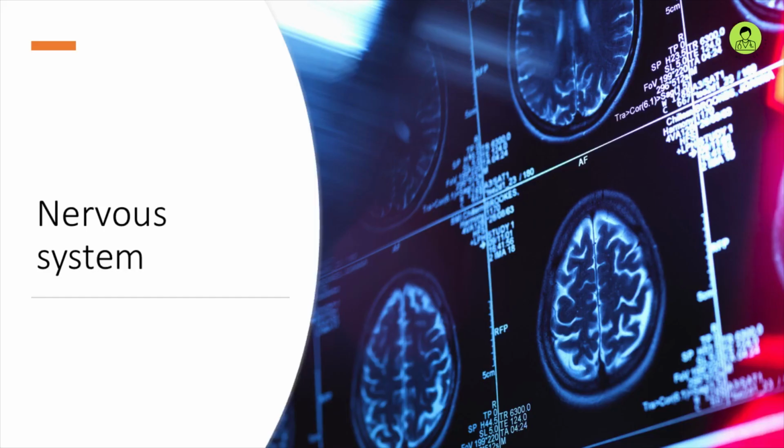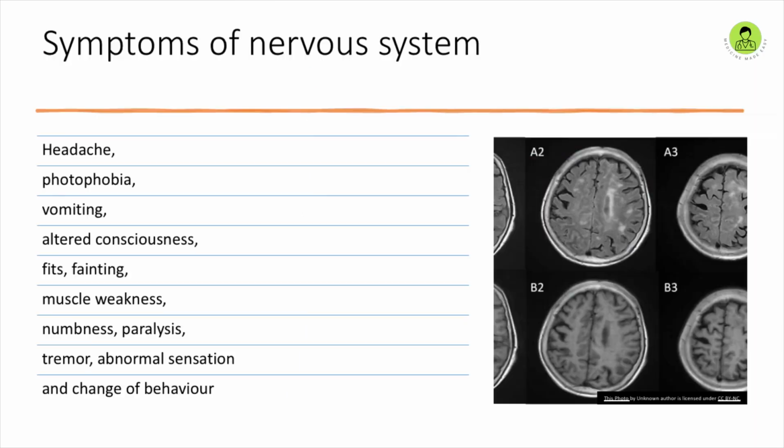Next comes the central nervous system. Symptoms of the central nervous system include headache, photophobia, vomiting, altered consciousness, fits, fainting, muscle weakness, numbness, paralysis, tremors, abnormal sensation, and change in behavior. These symptoms can suggest any infection of the central nervous system.